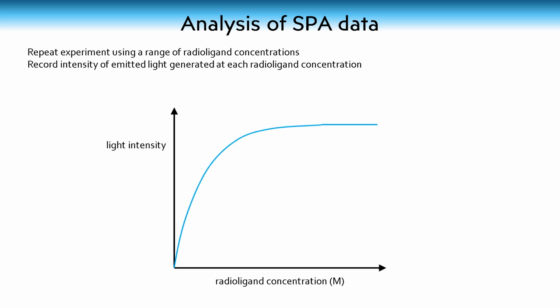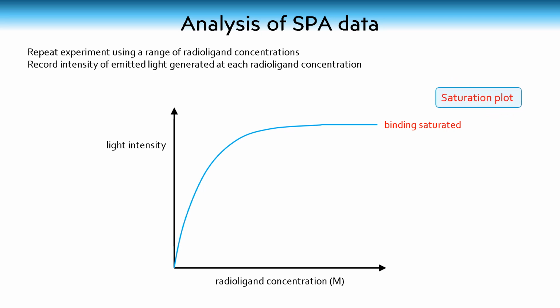As the radioligand concentration increases, there is a steep increase in light emitted, indicating an increase in binding to the target. The relationship then gradually reaches a plateau level, above which increasing the radioligand concentration further does not stimulate more light emission. This indicates that all the available binding sites are occupied by the radioligand. In other words, binding is saturated. This type of plot is therefore known as a saturation plot.